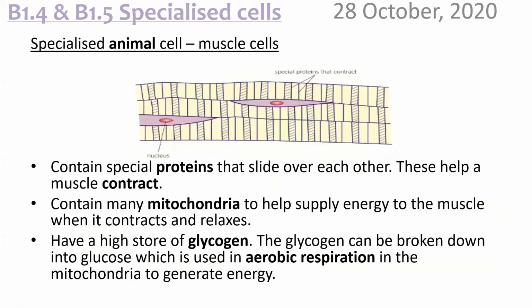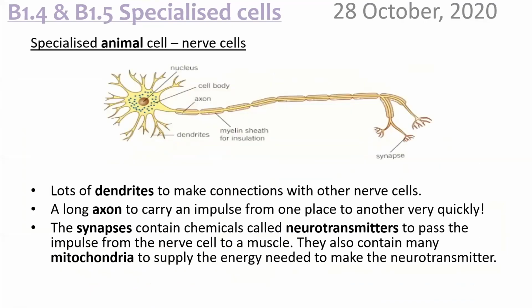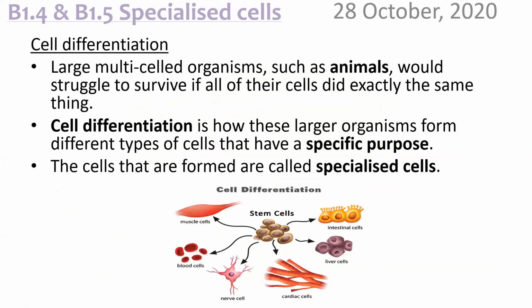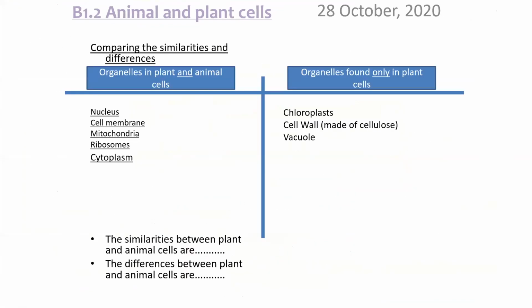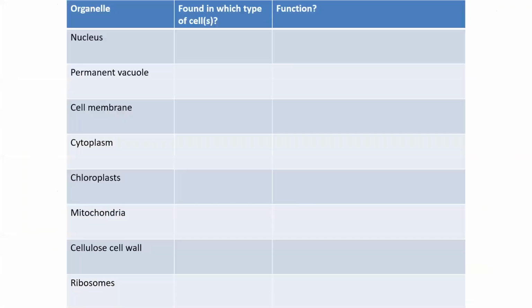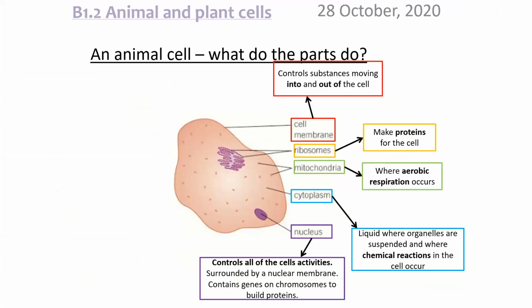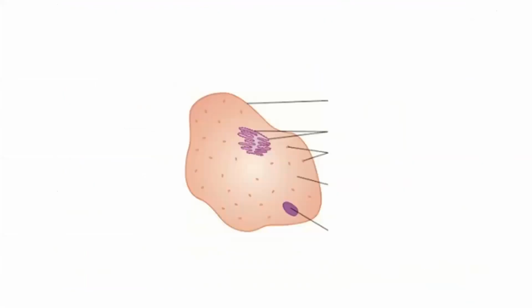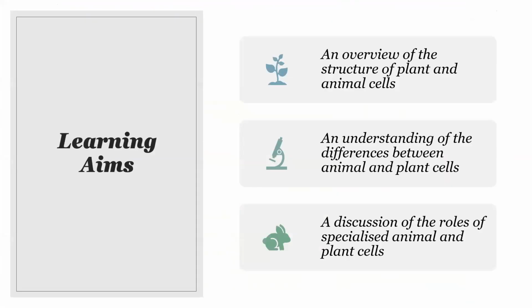And to look at each one, you can draw it. I always enjoy drawing the nerve cell. Yes, so different, isn't it? And obviously make sure that you have all this information as well. And I'll call that the end. We've covered everything: an overview of the structure of plant and animal cells, understanding differences between animal and plant cells, and the roles of specialized animal and plant cells.